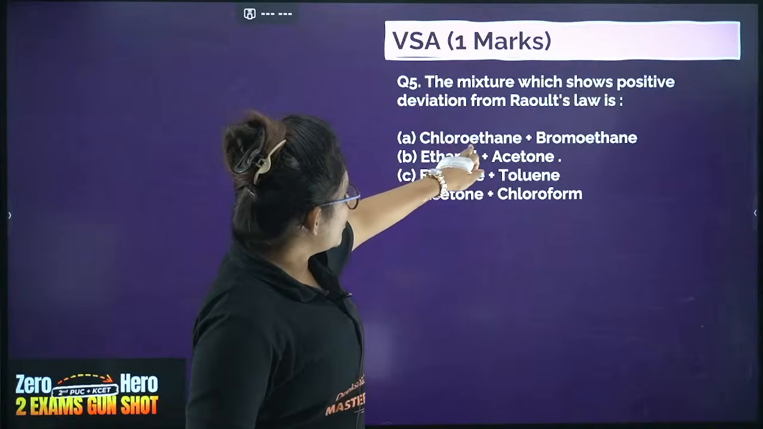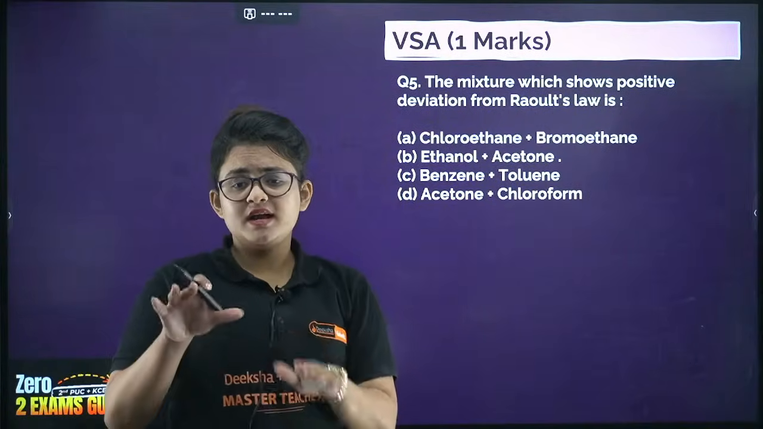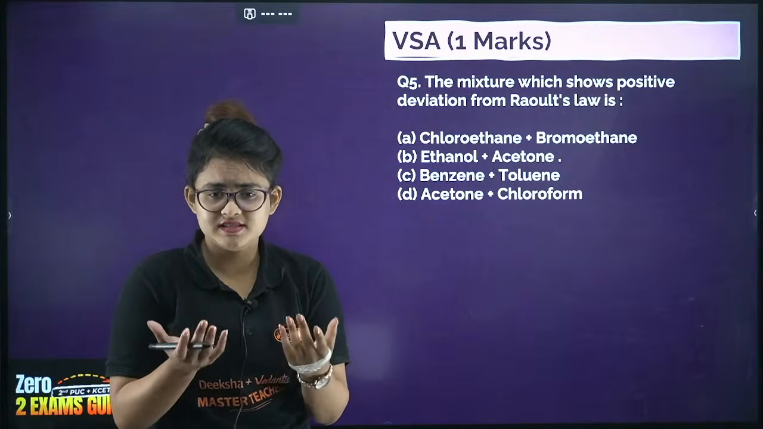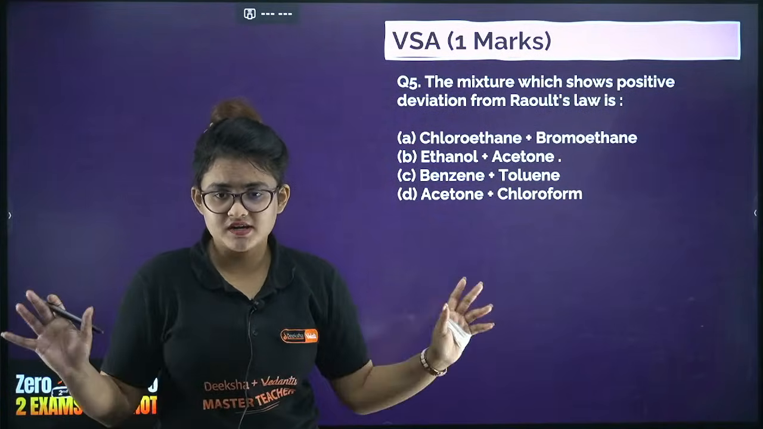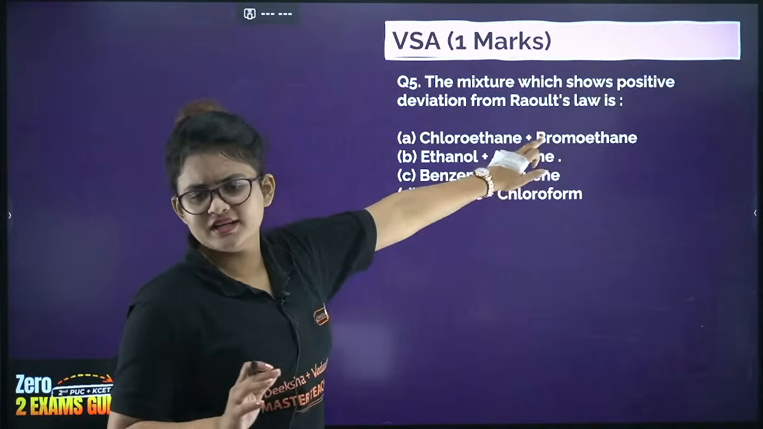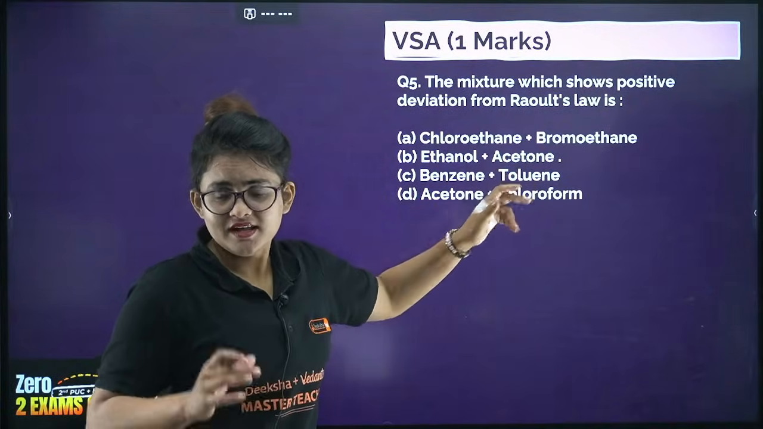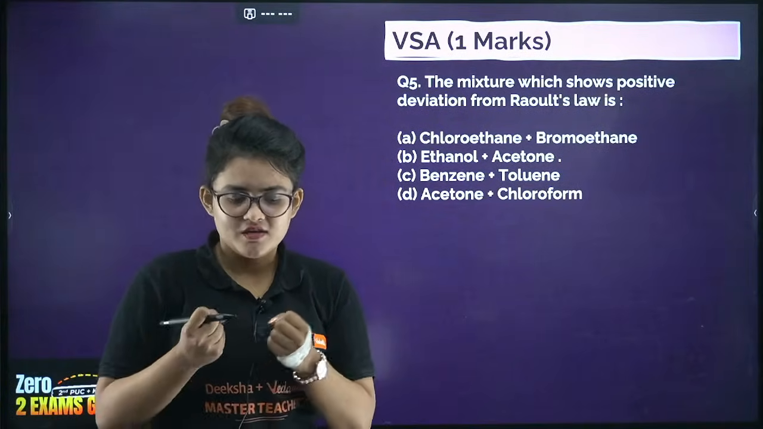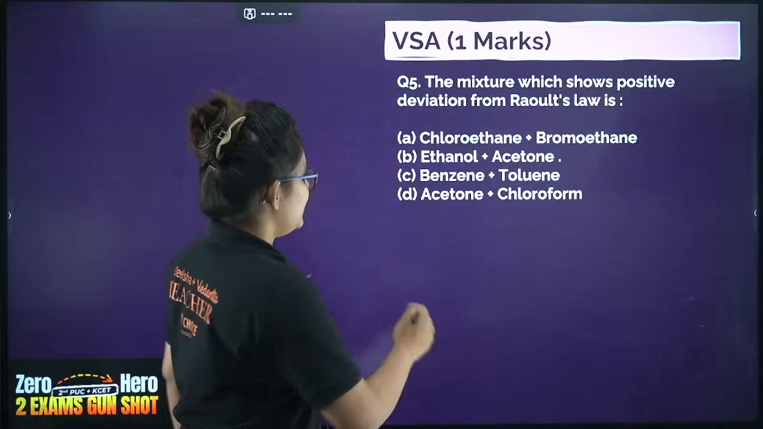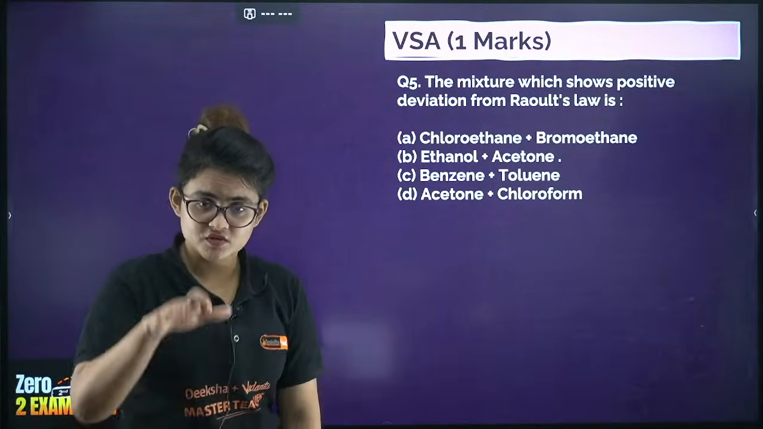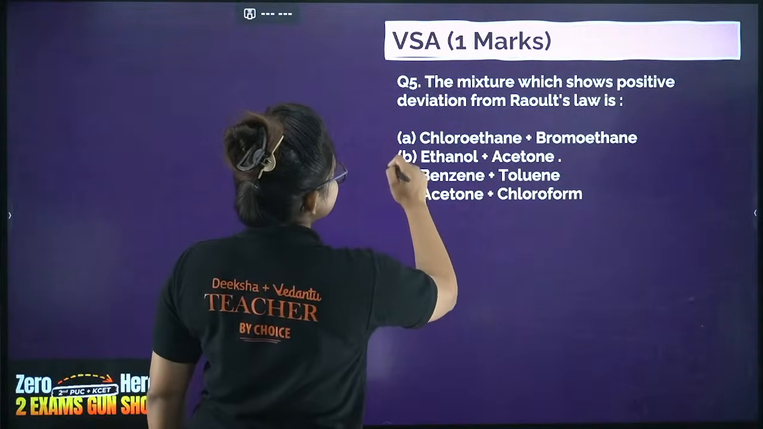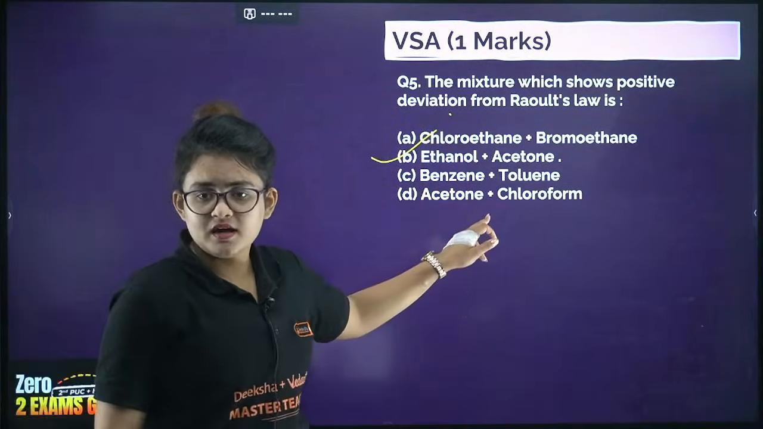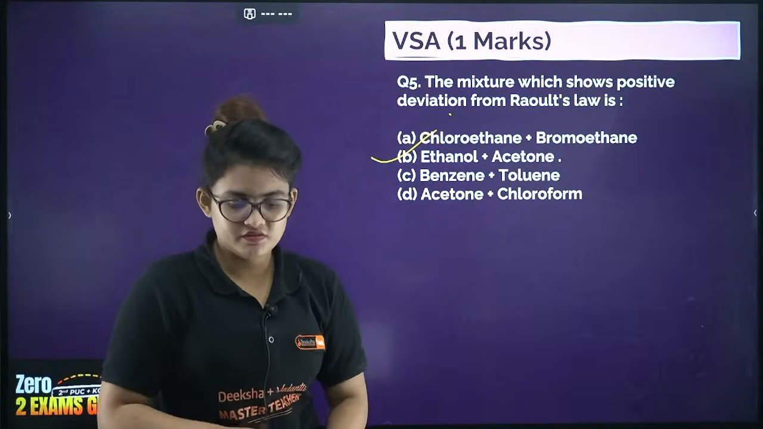Chloroethane and bromoethane are of similar type of compound. They will have the same type of interaction, and hence you can say this is an ideal solution, right? Ethanol and acetone, yes, this is the option. Ethanol itself has very strong hydrogen bonding. Acetone itself has very nice dipolar interaction. When they are mixed, the AB interaction will be weaker. So that's going to be the correct one. Benzene and toluene, again the same type. Acetone and chloroform will show negative deviation.